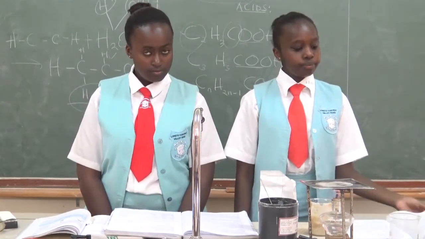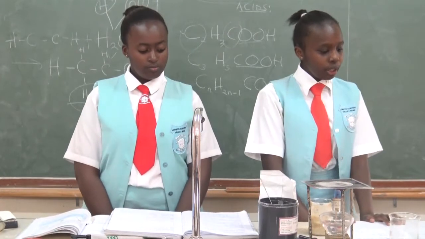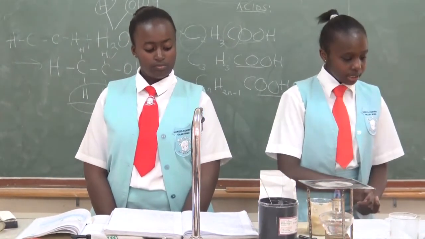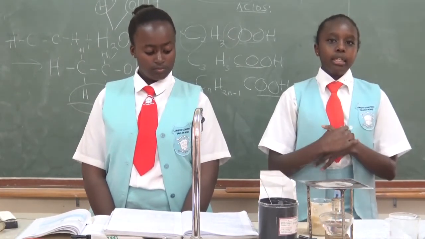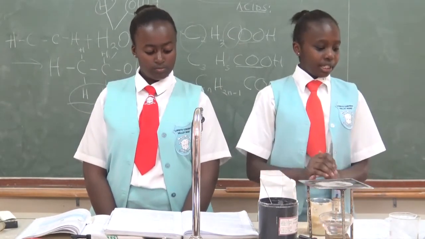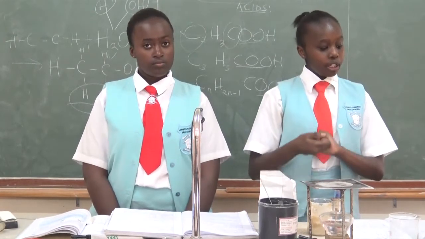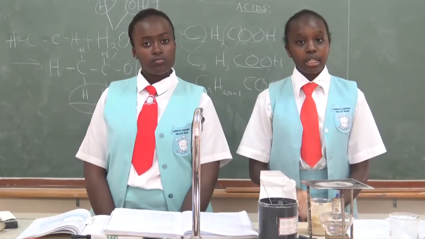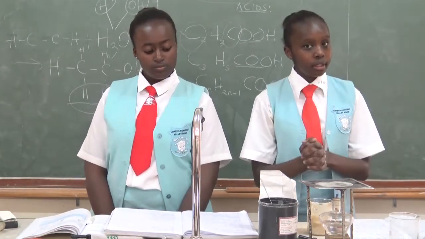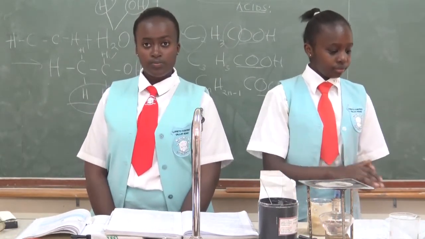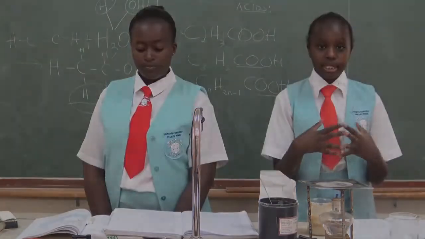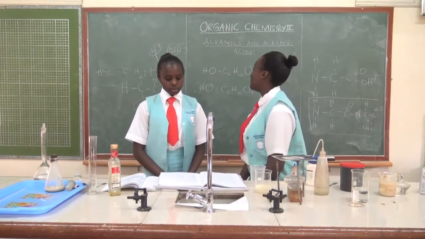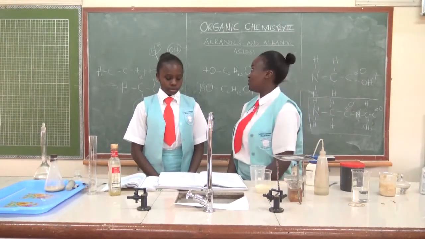We're going to move to uses of alkanoic acids. They're used as solvents, and also in the manufacture of drugs and chemicals, in flavoring of foods, in the manufacture of synthetic fibers, and in preservation of food. So those are the uses of the alkanoic acids. We come to the end of our discussion. That was Organic Chemistry 2.